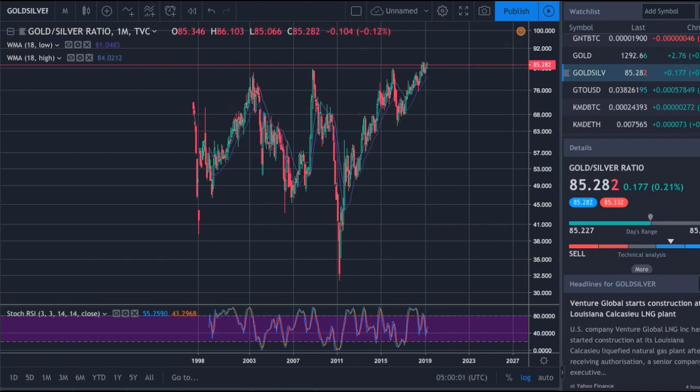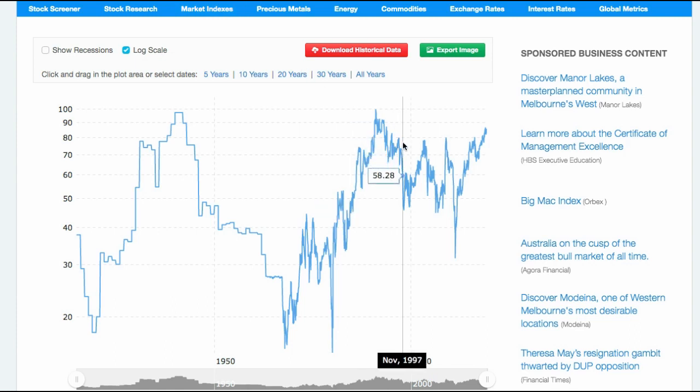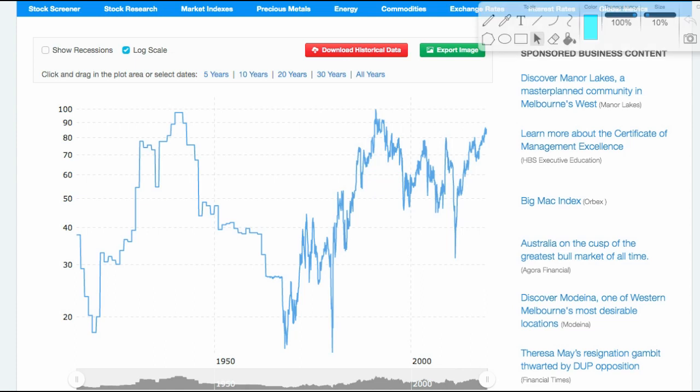Let's have a quick look at the major price targets. So obviously right here you've got the big one, the all-time highs of about 1 to 100. That's the big one right there. Let me just draw that in again. Right here, the 1 to 100 is your big level.